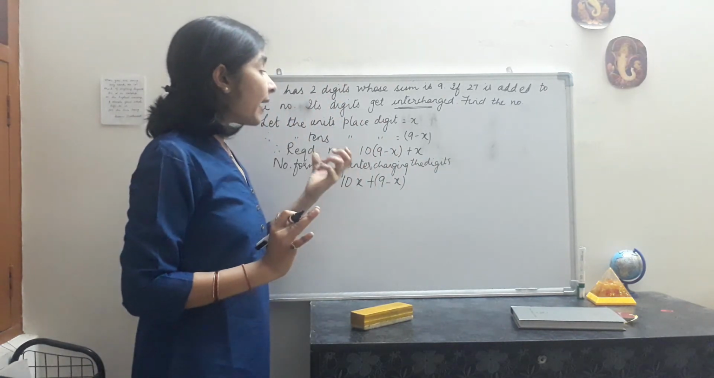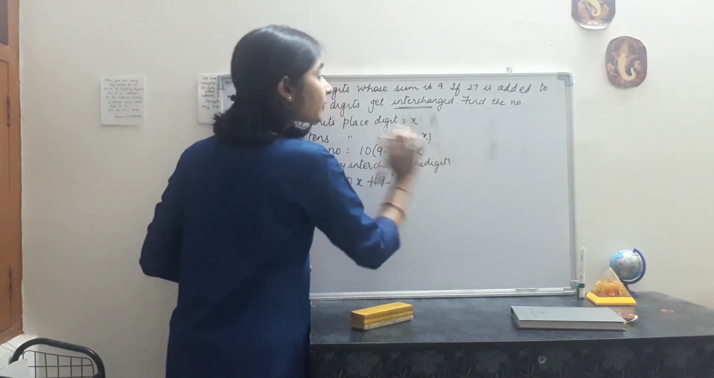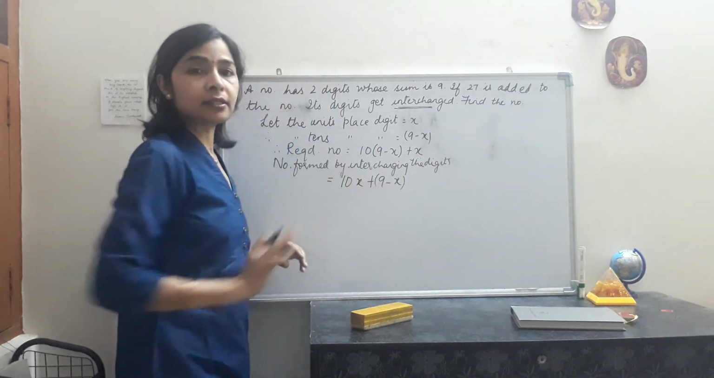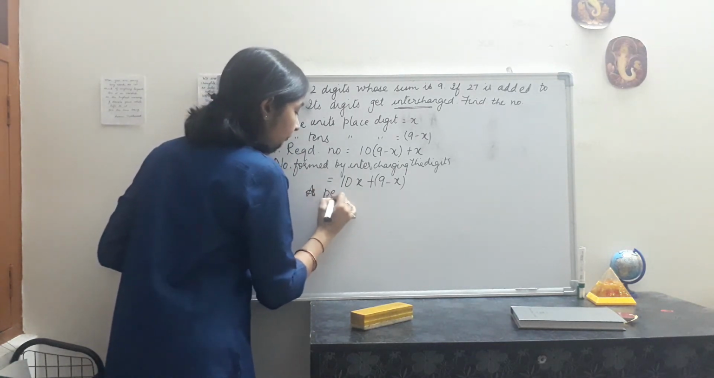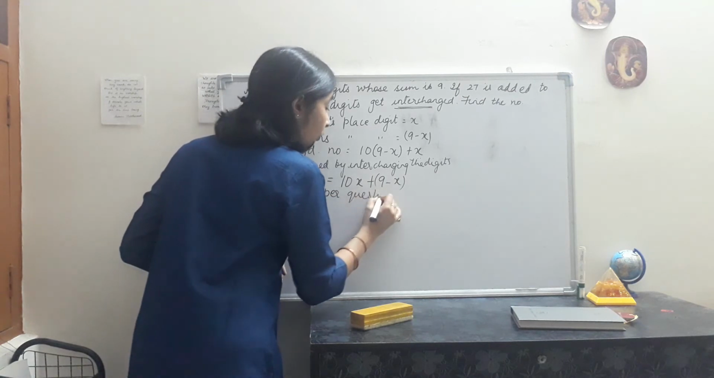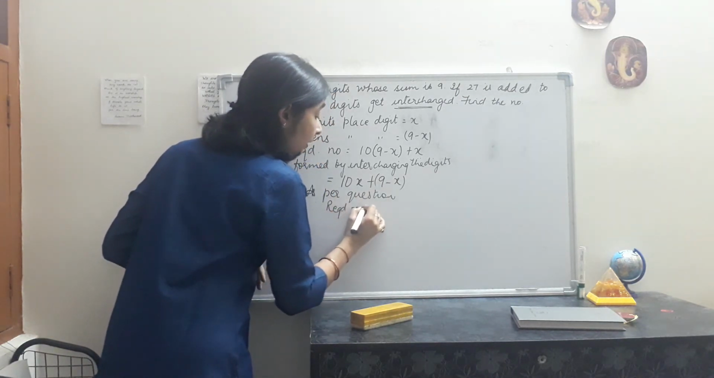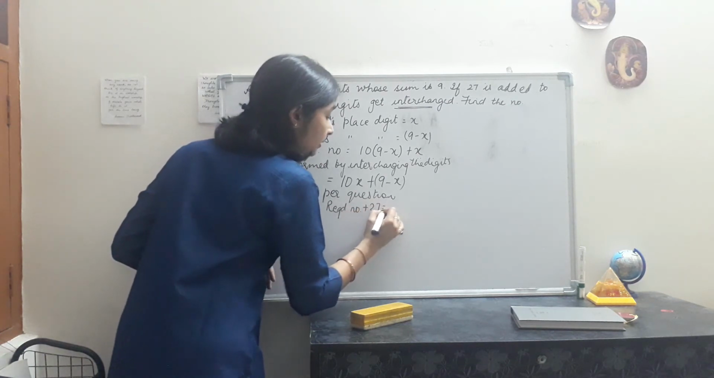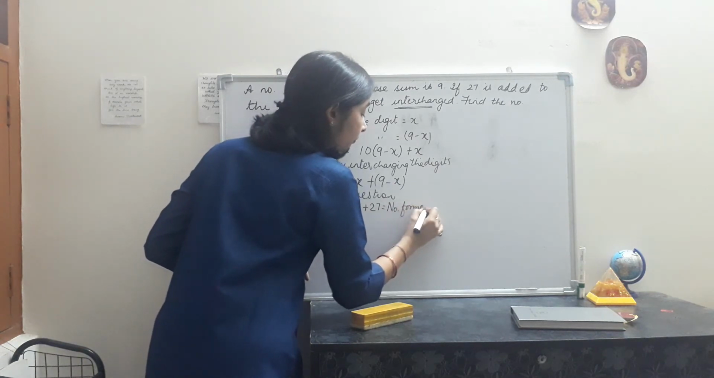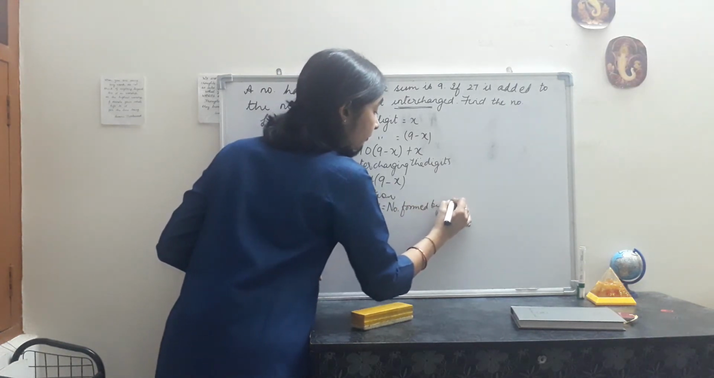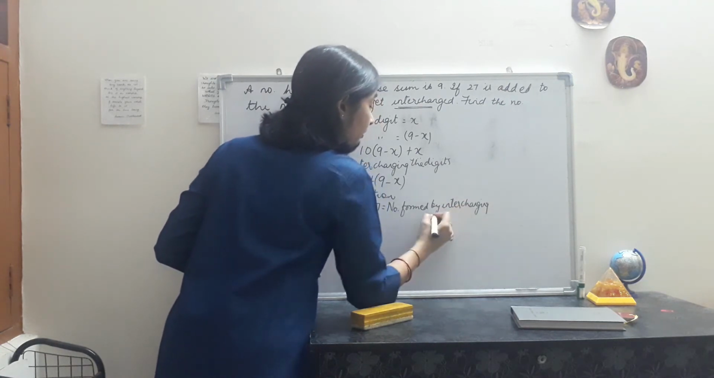Now as per the equation, what is given to us is that if 27 is added to this number, then we get the other number. So that will be our equation. As per the question, the required number plus 27 is equal to the number formed by interchanging the digits.